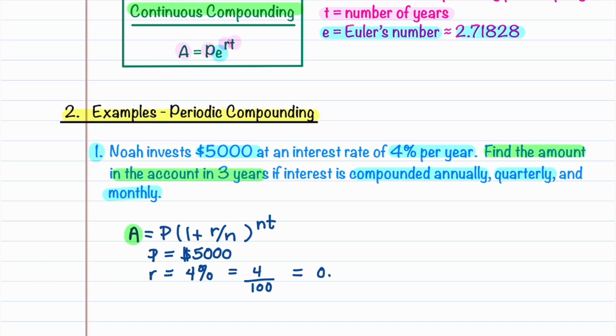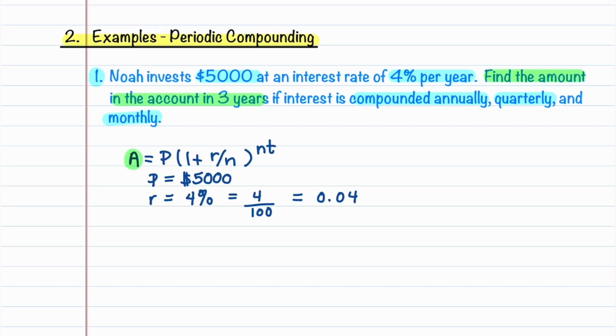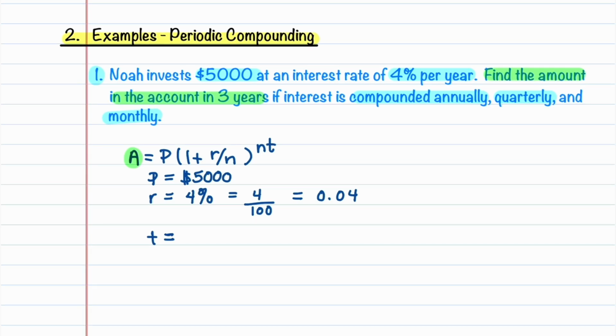So we have 0.04. We'll hold off for a minute on writing down what N is, and then we'll go ahead and jump to T. T is the number of years, and we're told that we want to find the amount in the account after 3 years. So T is equal to 3 years. Let's start by finding the amount in the account if we compound annually. Whenever we compound annually, our N is going to be equal to 1.